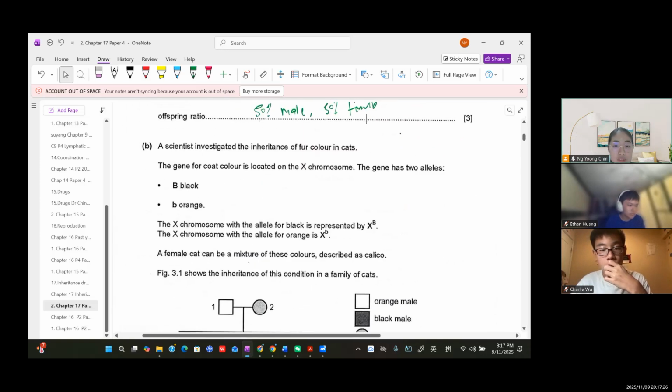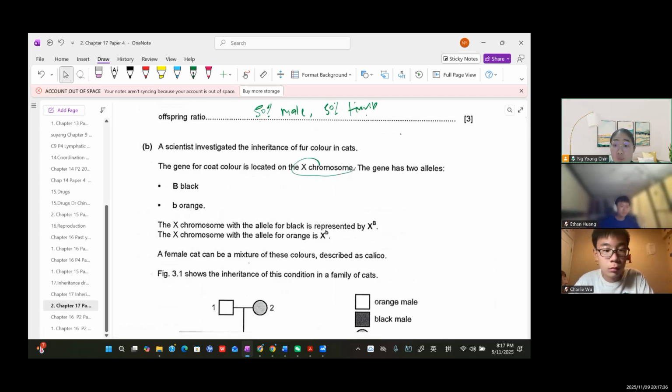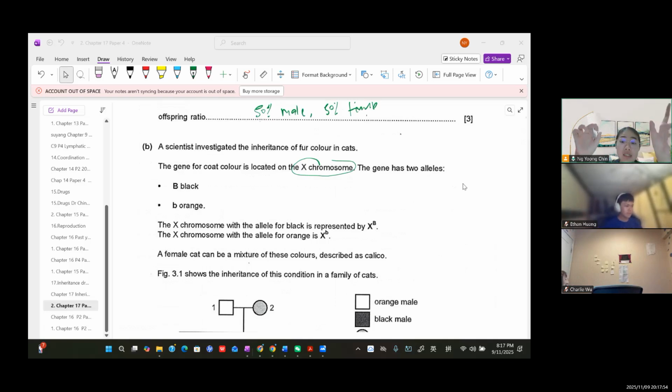And then for this one, okay, the genes for the coat color are located on the X chromosome. So you can see, whenever any gene is located on the X chromosome, this refers to what? These chromosomes have a sex-linked gene. This sex-linked gene is different from the autosomal gene that you learned just now, because this gene is specifically located on the X chromosome.